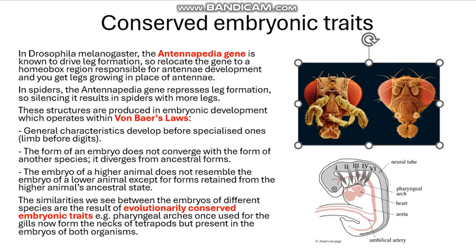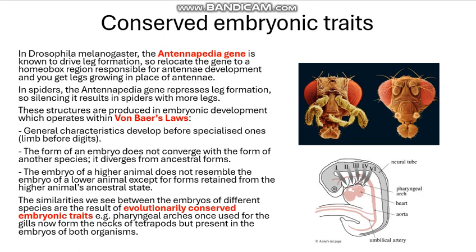If you want to make a Drosophila have legs instead of antennae, all you have to do is insert that leg development gene where the homeobox gene responsible for antennae development is, and you're going to get legs growing in the place of the antennae. In spiders, the antennapedia gene represses leg formation, so silencing it results in spiders with more legs.